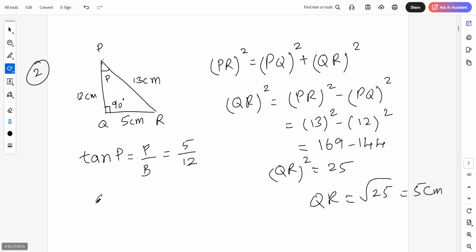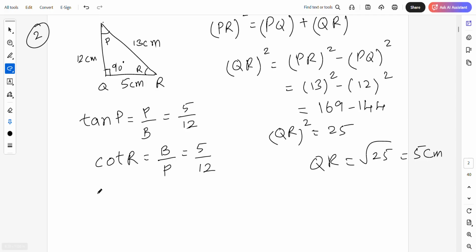Now again, tan P minus cot R. Cot R. Where is R? R is here. Cot is the reciprocal of tan, that is base by perpendicular. For R, which is base? 5. Which is perpendicular? Perpendicular is 12.